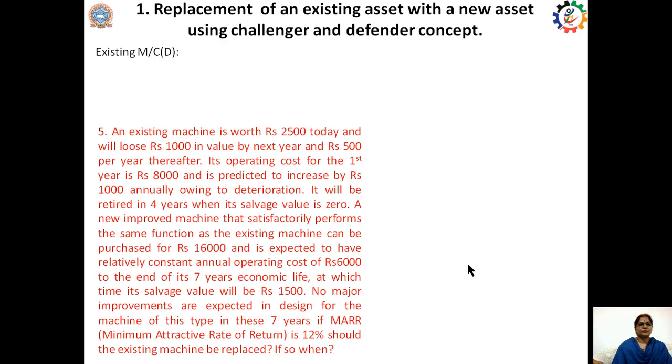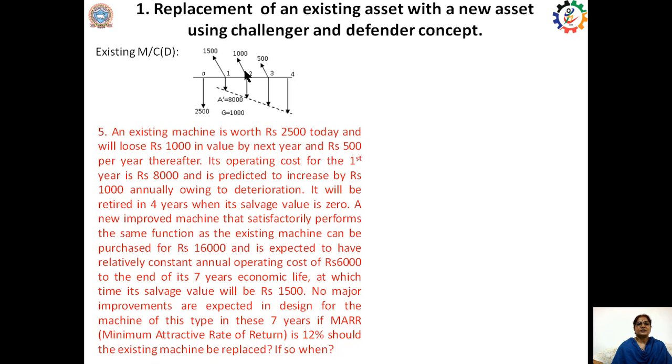Coming to the fifth problem. An existing machine is worth rupees 2,500 today and will lose rupees 1,000 in value by next year and rupees 500 per year thereafter. So the existing machine is considered as Defender. Today's value is 2,500. It will lose 1,000 rupees in value by next year. At the end of the first year, if at all you sell it, its value will be 1,500.